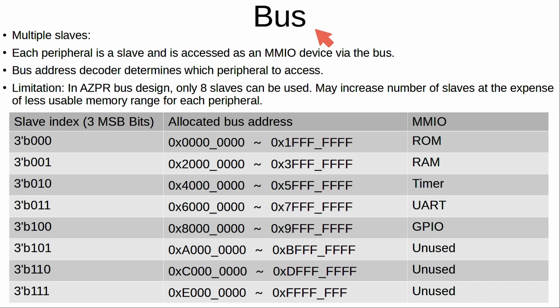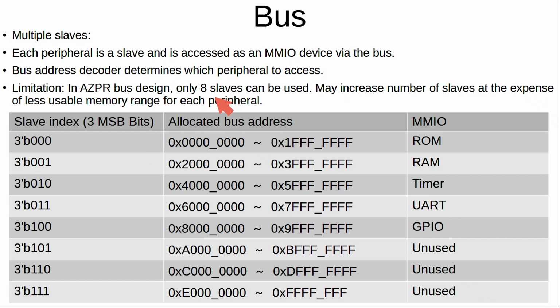The last component in our SoC is the bus. The bus functions to connect the peripherals with the CPU. A bus can have multiple slaves. Basically, each peripheral is a slave and is accessed as an MMIO device via the bus. The bus address decoder helps to determine which peripheral to access. And for simplicity, we only have 8 slaves that can be used in our design, and we may increase the number of slaves at the expense of less usable memory range for each peripheral.